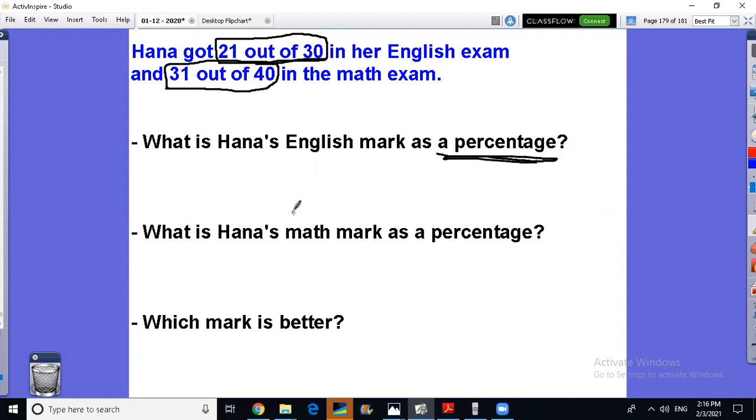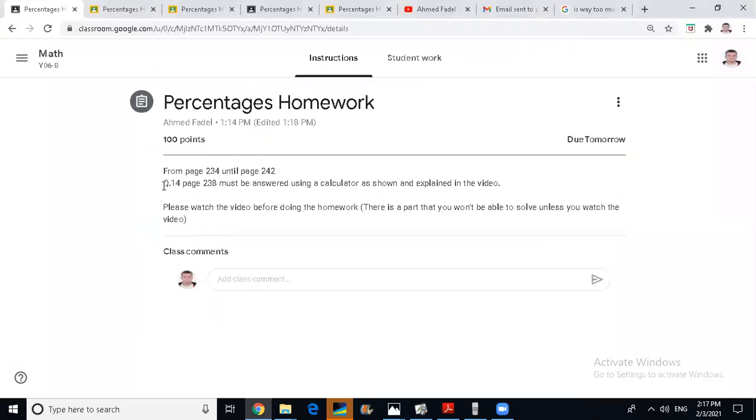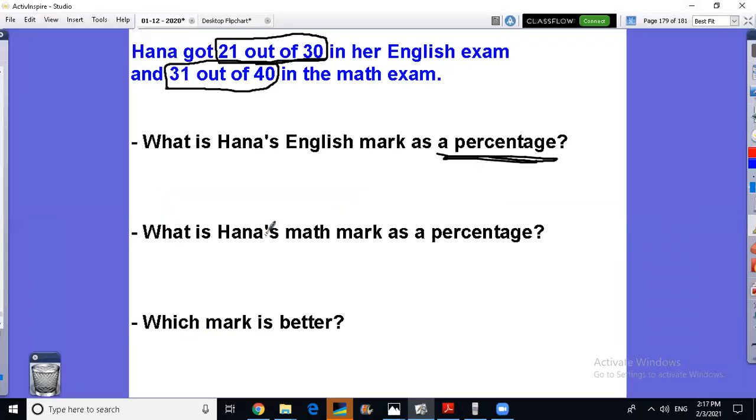All right, so look at this, 21 out of 30. English mark is 21 out of 30. I allowed you to use the calculator, and in the test, it will also allow you to use the calculator. It says here in the homework on Google Classroom, question 14, page 238 must be answered using a calculator as shown and explained in the video. All right, so here, what is Hannah's English mark as a percentage? It's 21 out of 30.